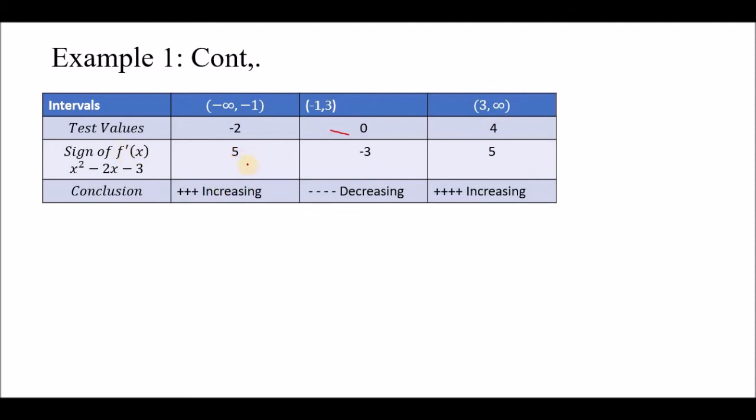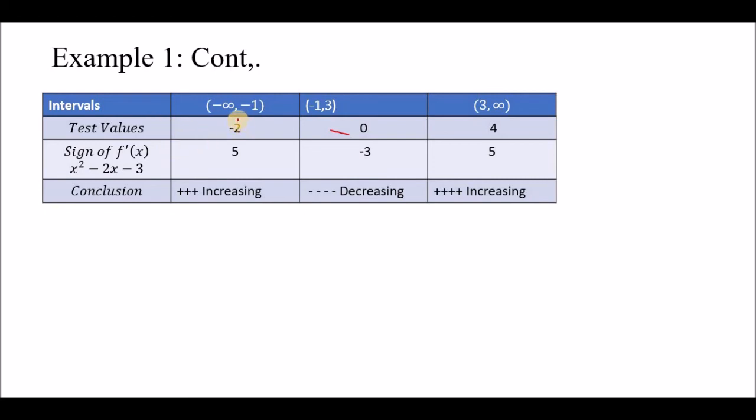Then to find the behavior of the function on that interval, I'm going to test the sign of the derivative of the function. Because if the derivative is positive, that means the slope of the tangent line is positive. And if it's positive, that means the function itself is increasing on that interval.